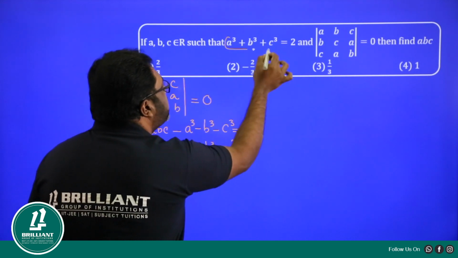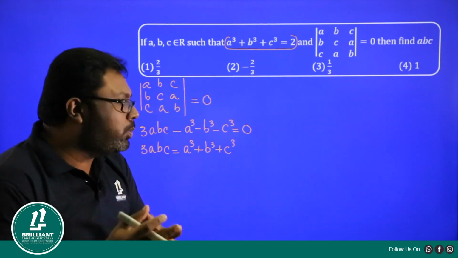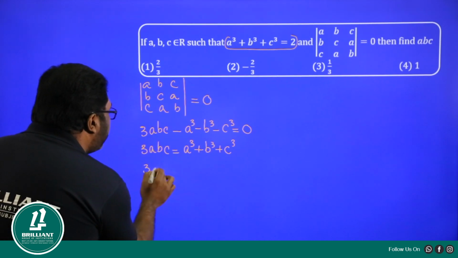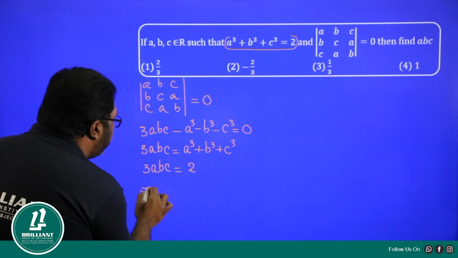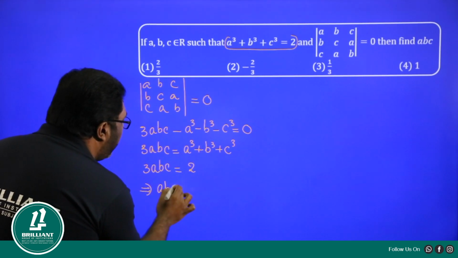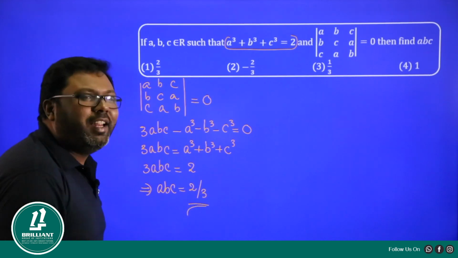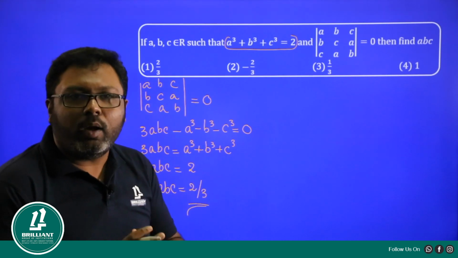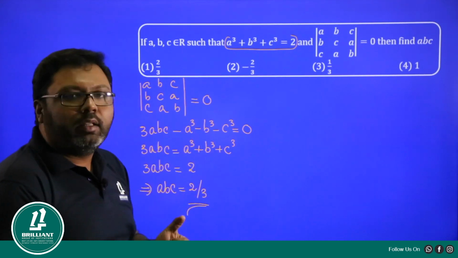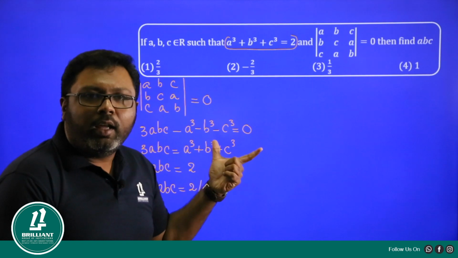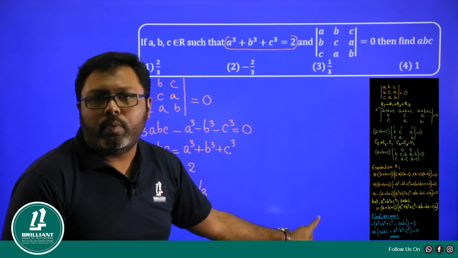Now look at the question. What is a cube plus b cube plus c cube? A cube plus b cube plus c cube is equal to 2. Just substitute it. So I'll have 3abc is equal to 2. That implies I can get abc is equal to 2 by 3. A very easy question. Now, for those students who don't know how to do this evaluation, I will be providing a solution over here. You can see the solution now.